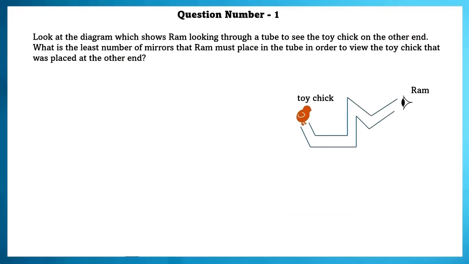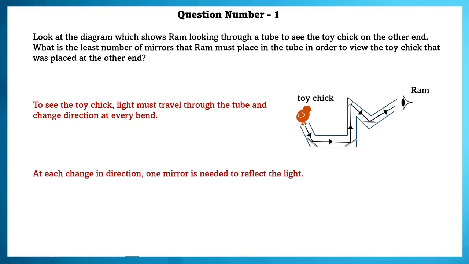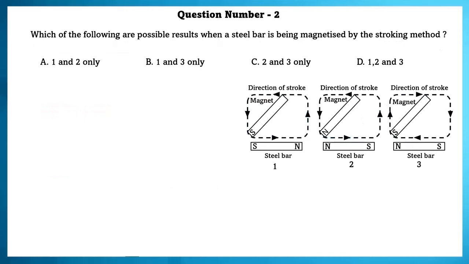Question number 1. Look at the diagram which shows Ram looking through a tube to see the toy chick on the other side. What is the least number of mirrors that Ram must place in the tube in order to view the toy chick that was placed at the other end? To see the toy chick, light must travel through the tube and change direction at every bend. At each change in direction, one mirror is needed to reflect the light. So, the least number of mirrors required is equal to the number of bends, that is 4.